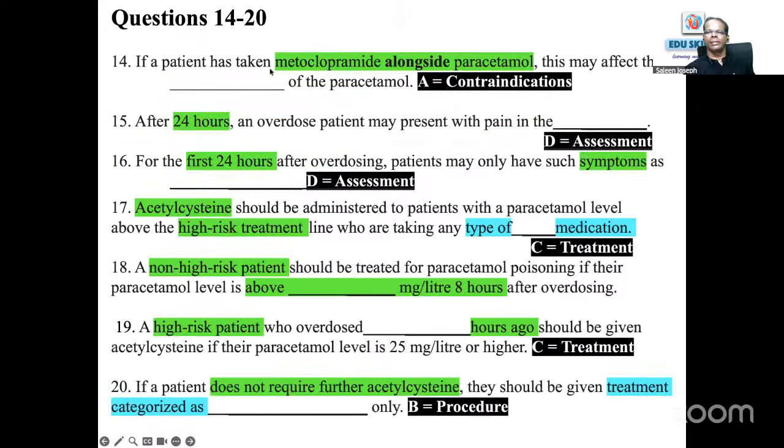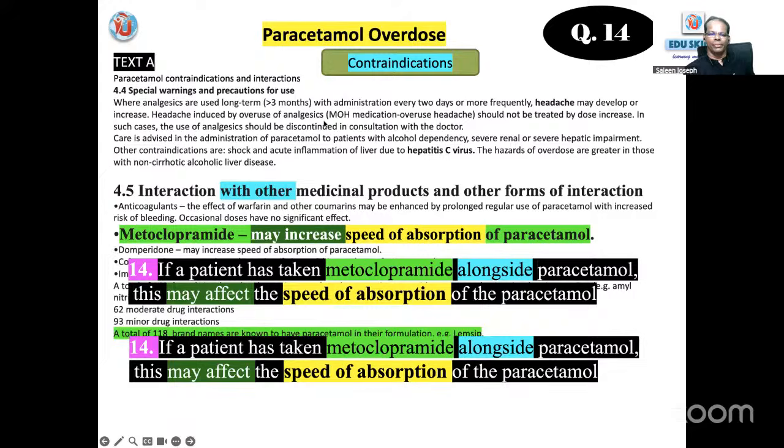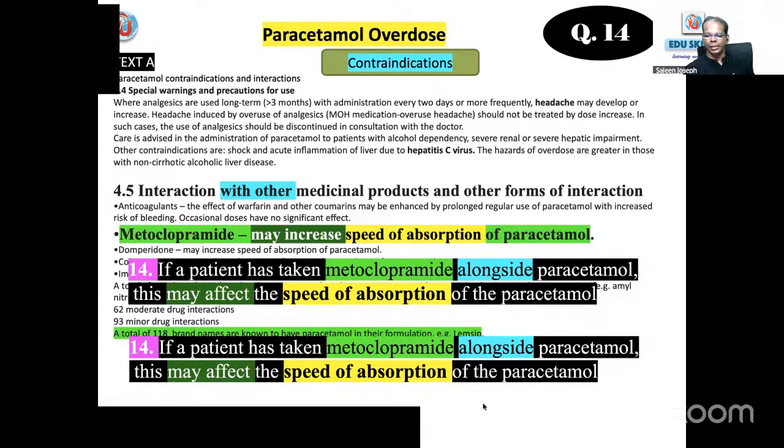Yeah, 14th one. If a patient has taken metoclopramide alongside paracetamol, alongside, we said interactions. This may affect the speed of absorption of the paracetamol. Absorption. Speed of absorption of the paracetamol.